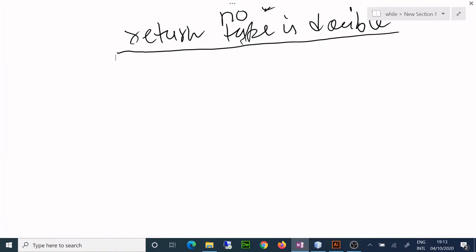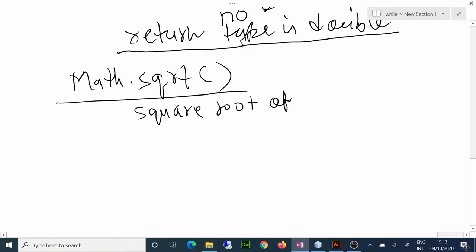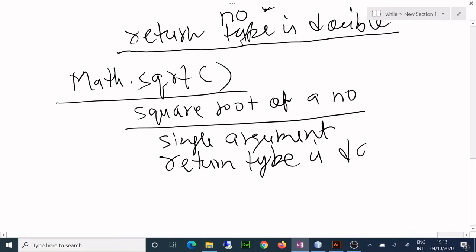So I go up, math.sqrt calculates the square root of a number, and only takes a single argument. And its return type is double. So that's what math.sqrt does, and we depicted it here.